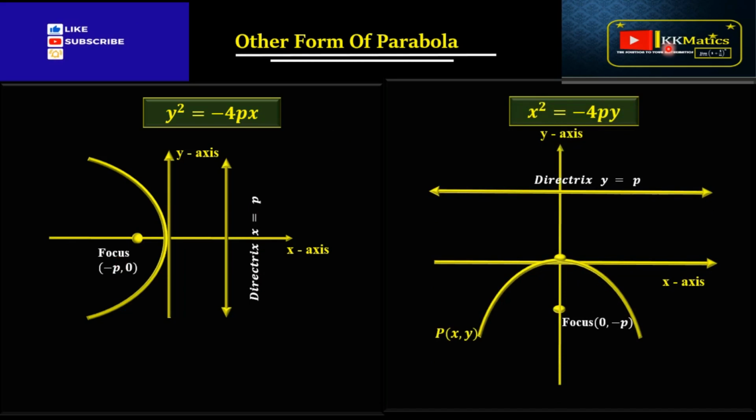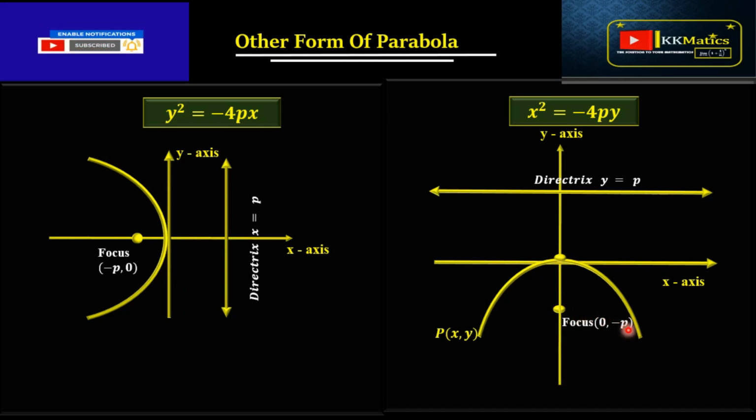And then considering x squared equals minus 4py, this tells us that in this particular one, the curve is facing the negative side of the y-axis. So with the focus containing coordinates 0 and minus p, our y coordinate is minus p. That's because all the values here are negative values. So we have our y coordinate to be minus p.